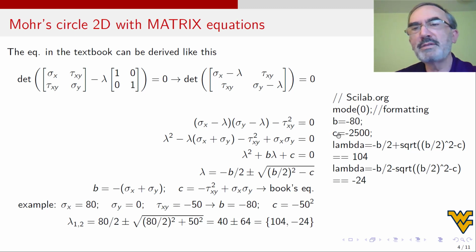So here I put b minus 80, c minus 2500. All right, see from here, like that. And then I put the equation, this equation, minus b over 2 plus minus, well, 1 I put plus, square root of b over 2 squared minus c.